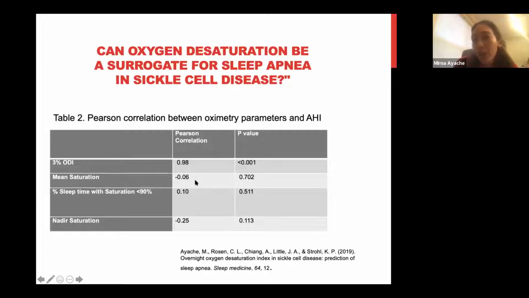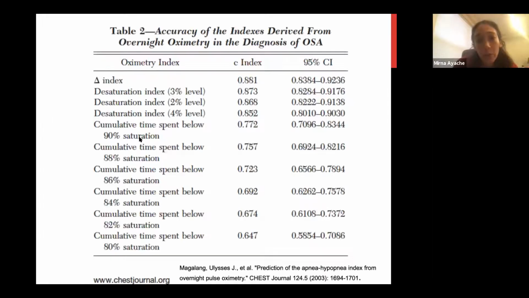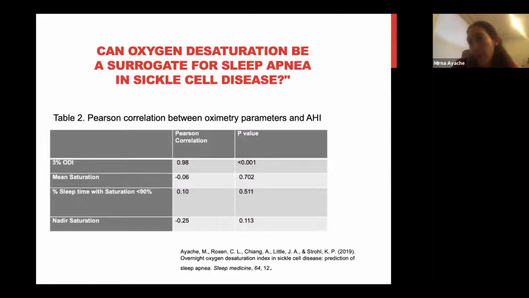However, we did not find any correlation with AHI in any of the other parameters: mean saturation, percent sleep with saturation less than 90%, nadir saturation. All of these did not correlate at all with AHI. And compared to, for example, this previous study here where they had some correlation, that is because our population had a high burden of cardiopulmonary disease.